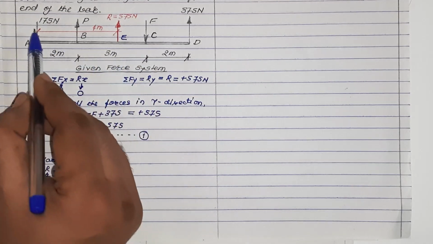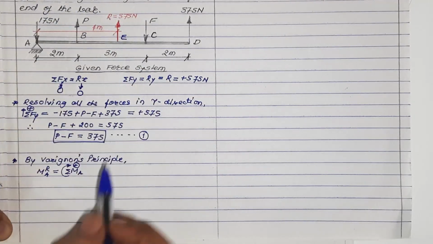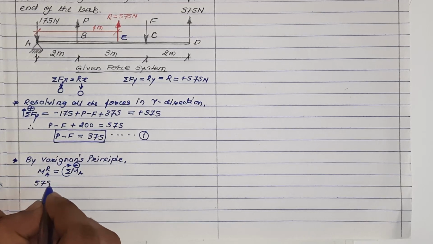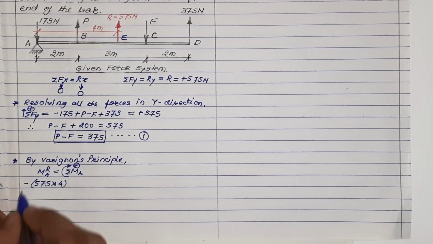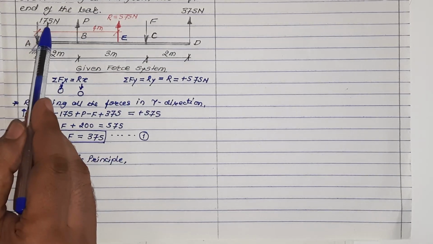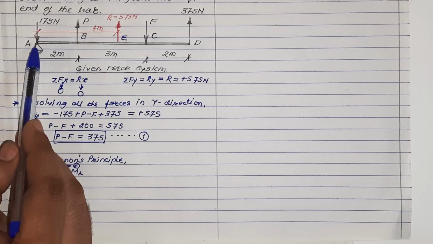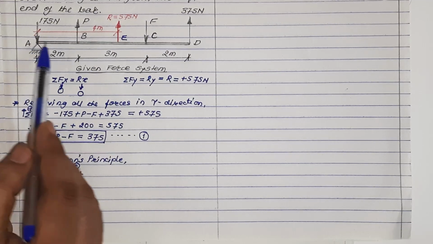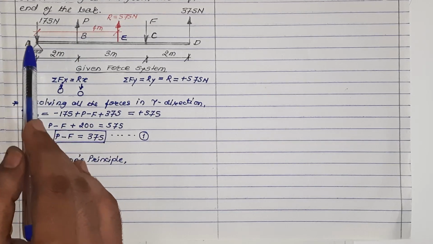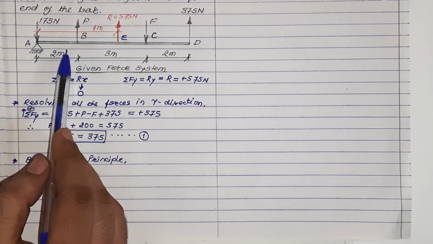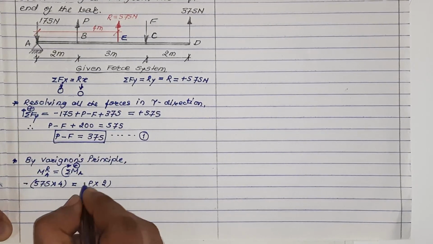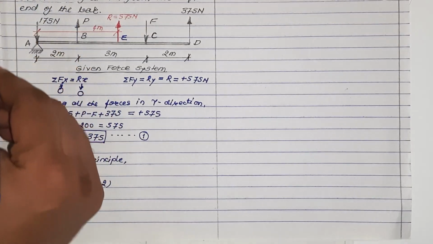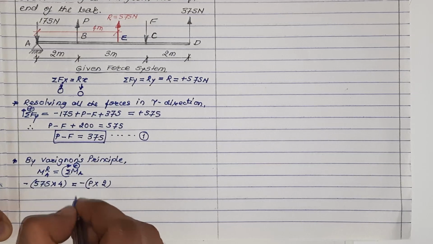How much is the moment of R about A? This is the vertical line of action, perpendicular distance is 4, and it will create an anti-clockwise moment. Hence, 575 multiplied by 4 and negative sign. This is going to be equal to, now 175 Newton has line of action passing through A, hence its moment about A will be 0. Second force is P, perpendicular distance between moment center A and line of action of force P is 2 meter. Therefore, P multiplied by 2, and it will create an anti-clockwise moment about A, hence minus.